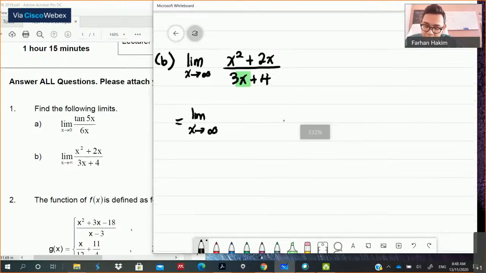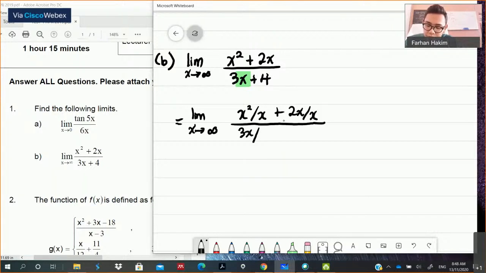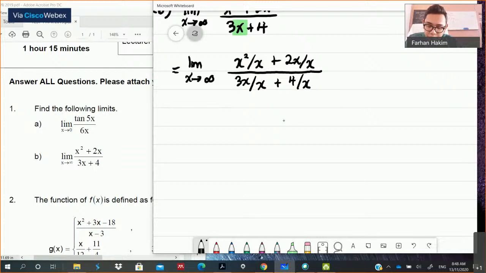So I'll have x squared divided by x, 2x must be divided by x also, divided by 3x also divided by x, plus 4 must be divided by x. Now we try to simplify this. We'll have the limit as x approaching infinity of x squared over x, which gives x, plus 2, over 3 plus 4 over x.